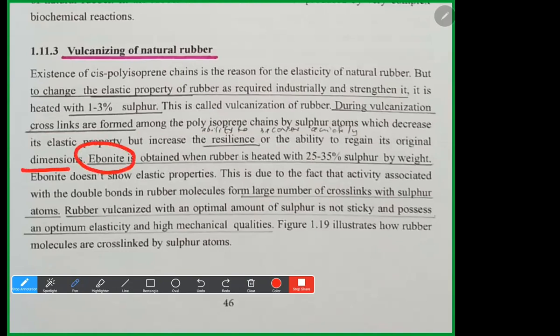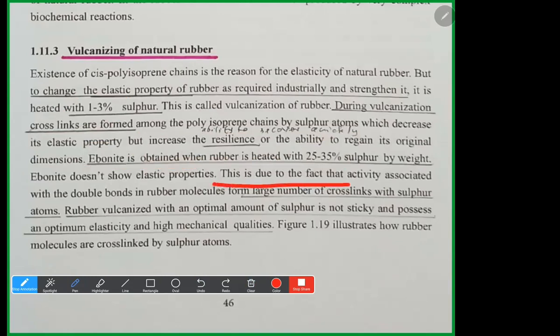Ebonite. Vulcanization is usually done at 1 to 3%. But the ebonite sulfur percentage is very high, 25 to 35%. Ebonite is obtained when rubber is heated with 25 to 35% sulfur by weight. Ebonite does not show elastic property.